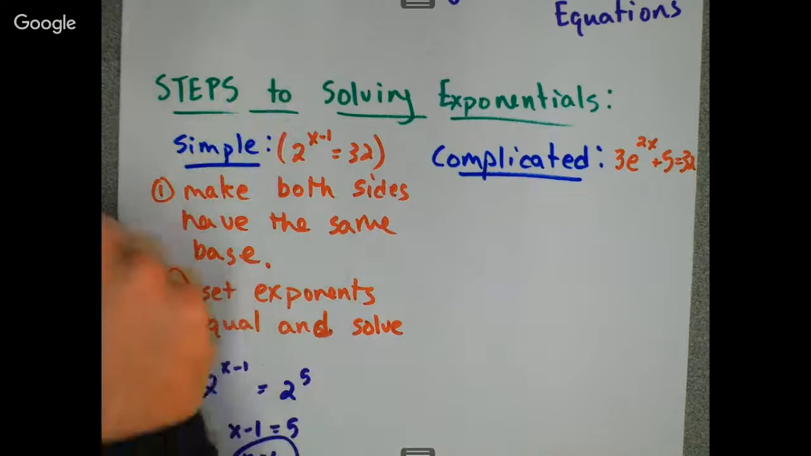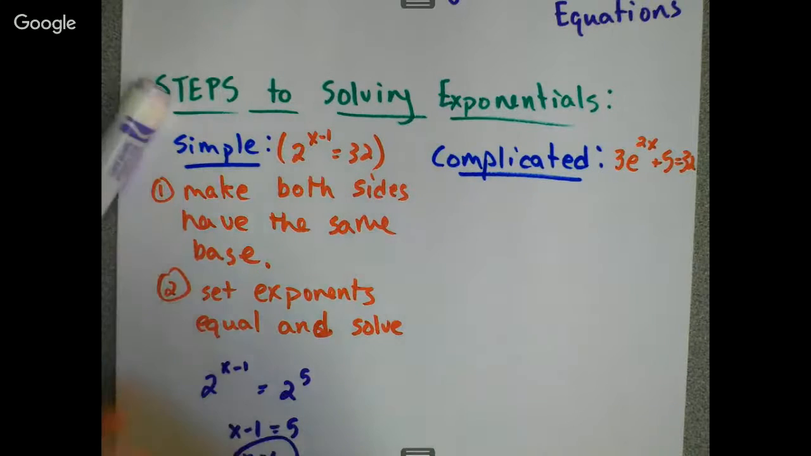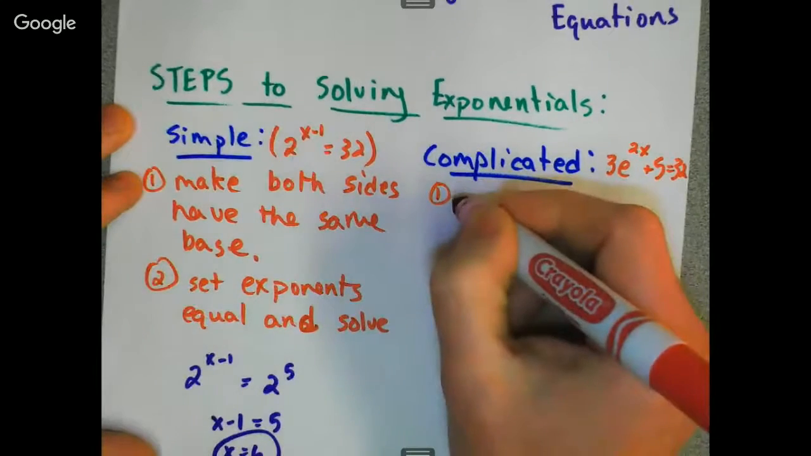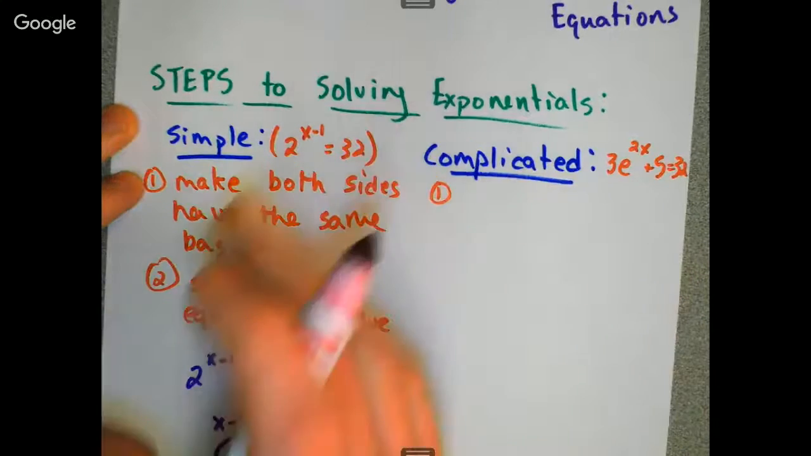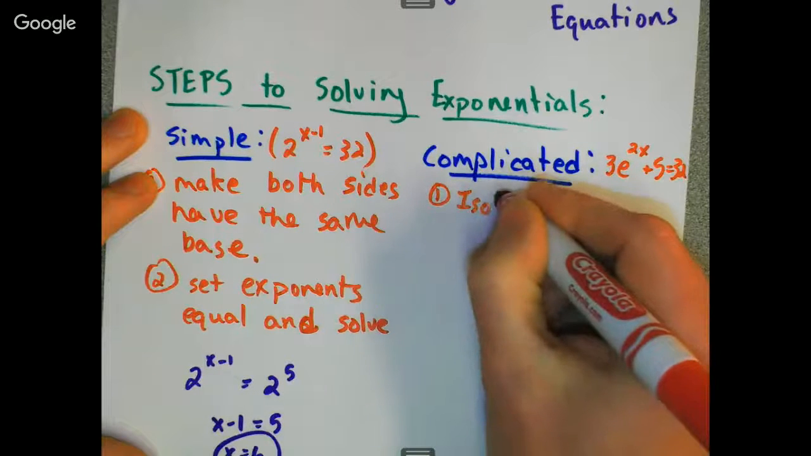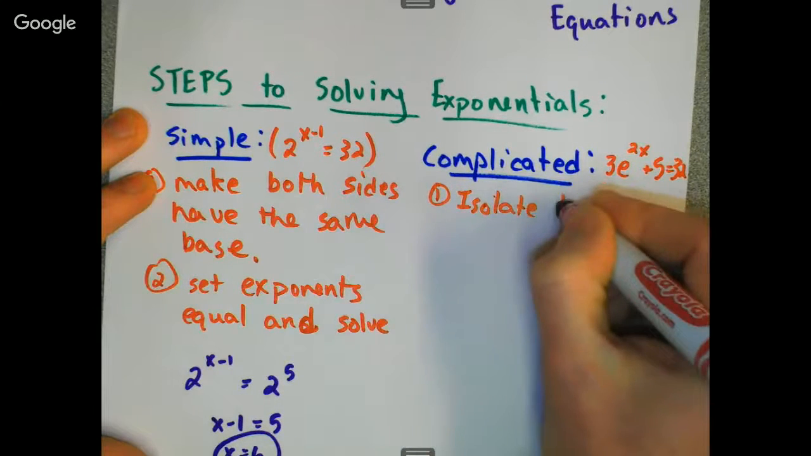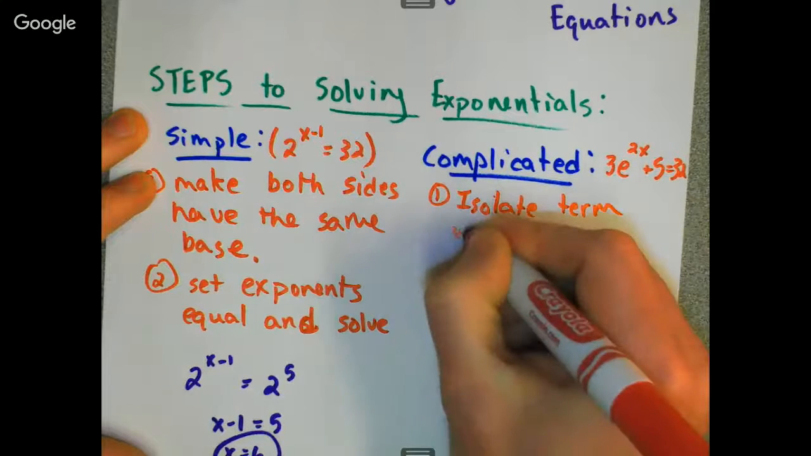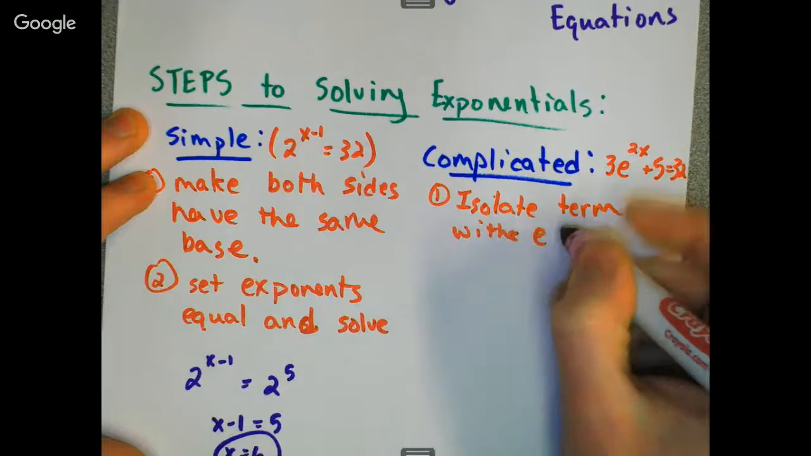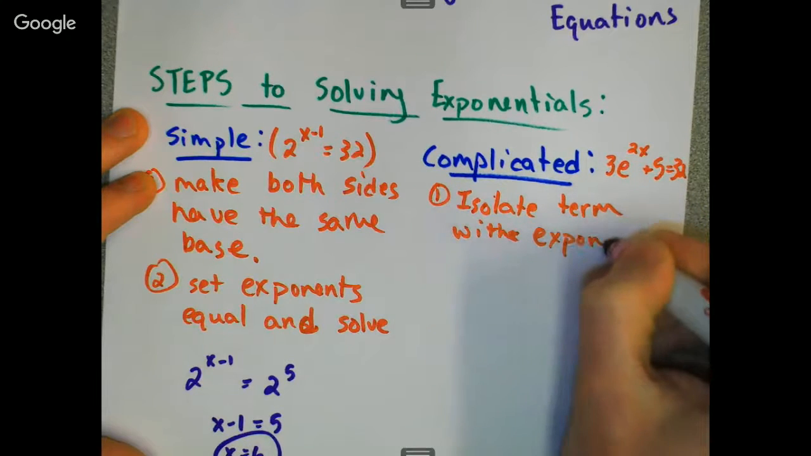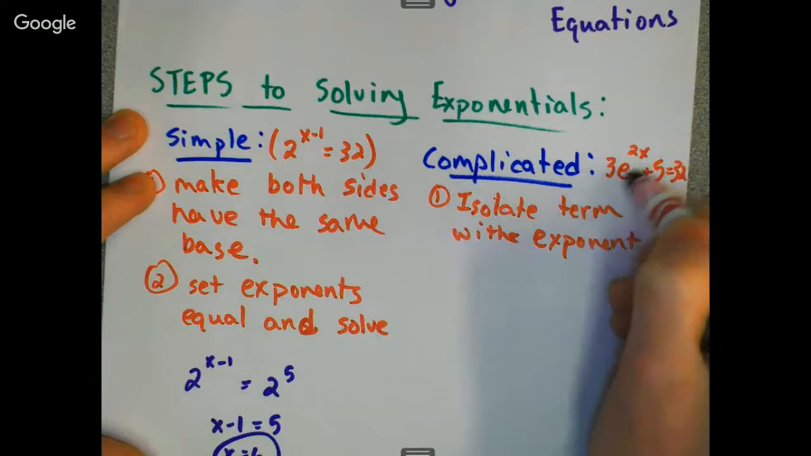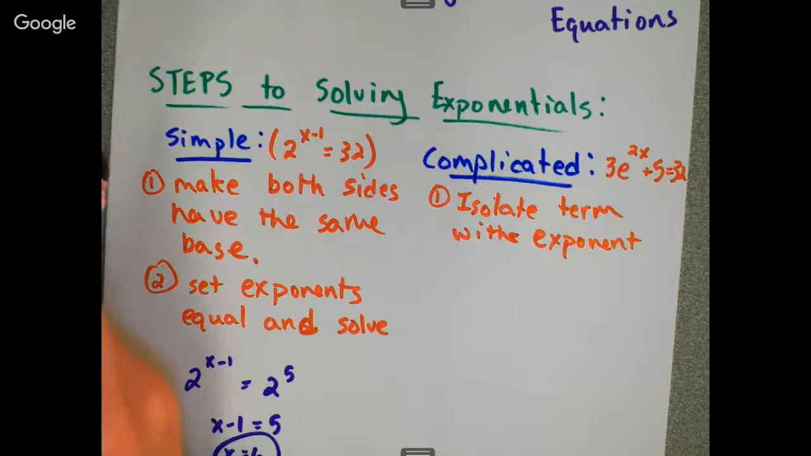For the more complicated, step one will be isolate the term with the exponent. And that's the exponent with the variable. So I need to isolate that term.